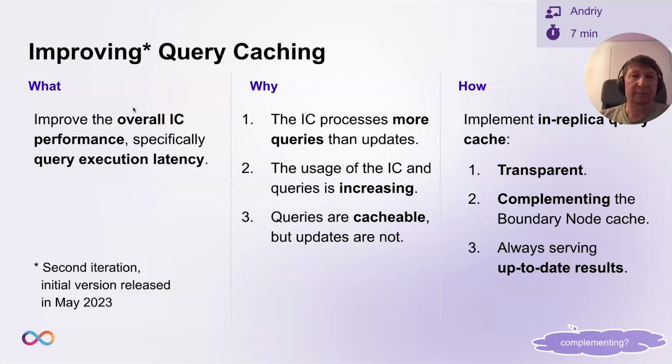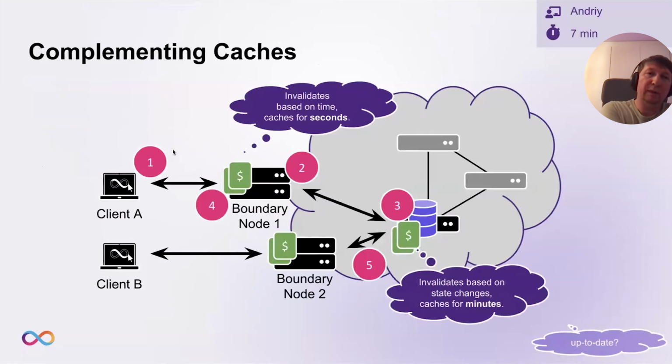Why improve queries? The Internet Computer processes more queries than updates. The usage of the Internet Computer is increasing, and so is the number of queries. And last but not least, we can cache queries, while an update should always be executed to change the state. So how do we improve it? We implement an in-replica transparent query cache, which complements the boundary node cache and always serves up-to-date results. What does it mean? The cache is transparent. It means that there is no need to configure or set up anything, neither on the user side nor the developer side.